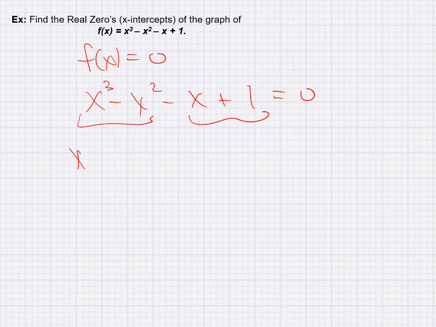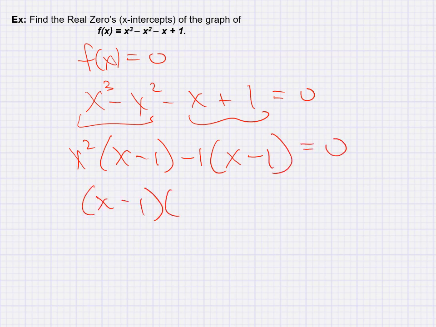We get x squared times x minus 1. Here we need to get another x minus 1. So if I factor out a negative, I would then have x minus 1 here. Well, now they both have an x minus 1 in them. And then I have x squared minus 1 left over. Well, x squared minus 1 can factor even more. So I have x minus 1 times x minus 1 times x plus 1.